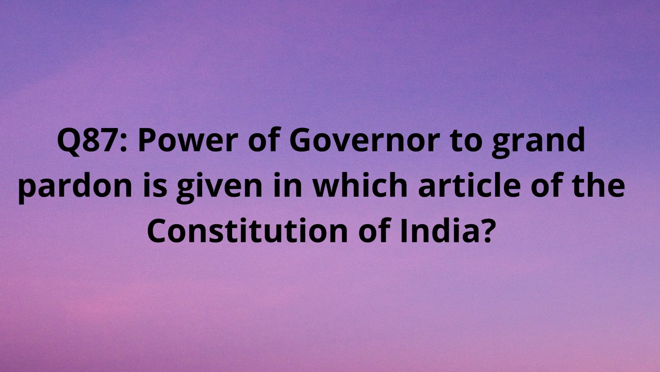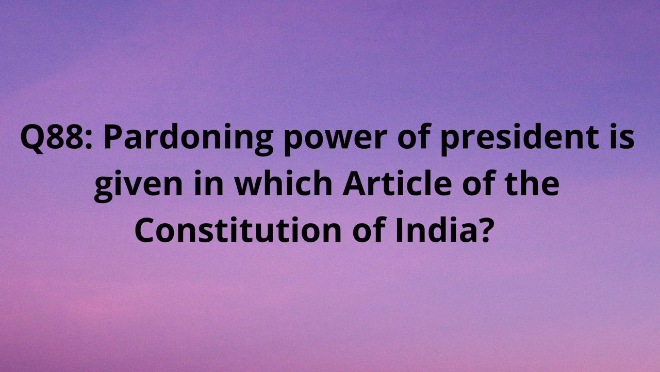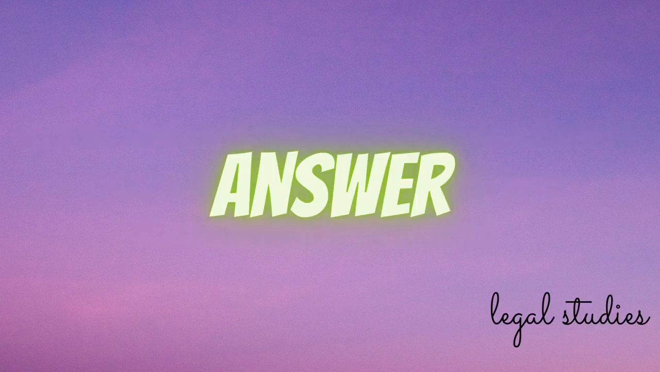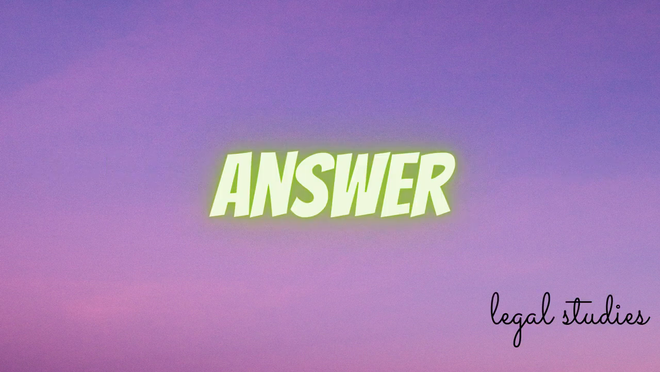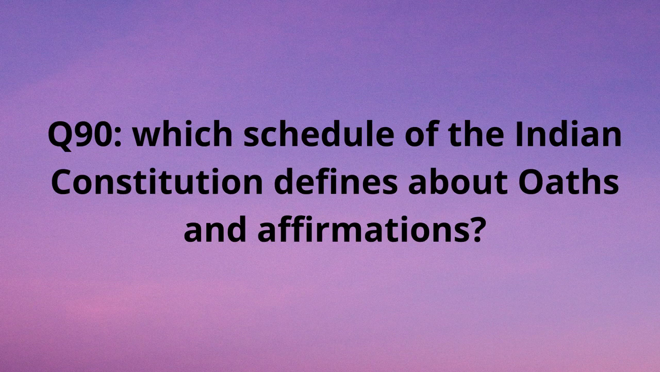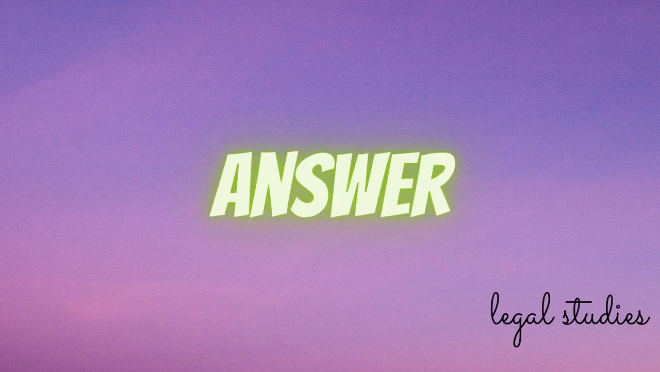Question 87. Power of governor to grant pardon is given in which article of Constitution of India? Answer 87. Article 161. Question 88. Pardoning power of President is given in which article of the Constitution of India? Answer 88. Article 72. Question 89. Rajya Sabha can withhold money bills for a period of? Answer 89. 14 days. Question 90. Which schedule of the Constitution of India defines oaths and affirmations? Answer 90. Third Schedule.